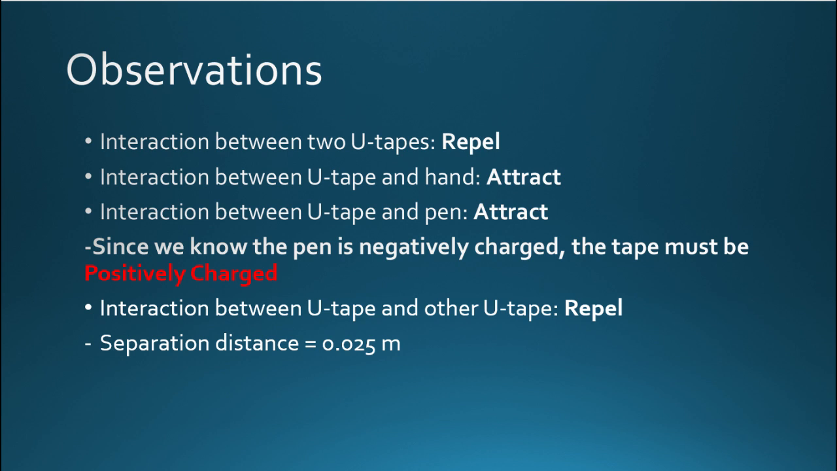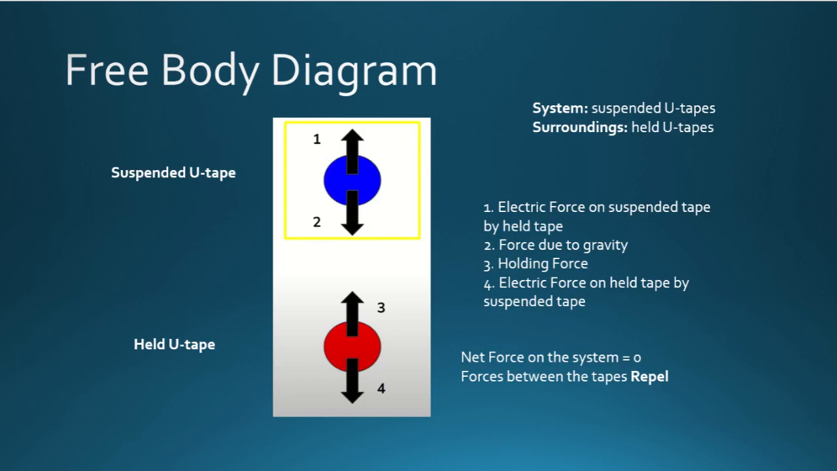The suspended tape and the charged tapes were held by a separation distance of 0.025 meters, which is approximately 1 inch. The system of the computational model is the suspended tape. That's our system. And then the surroundings is the charged tape being held underneath. The only forces acting on the system, which is the suspended tape, is the electrical force pointing upwards from the tape and the force due to gravity pointing downwards on the tape.